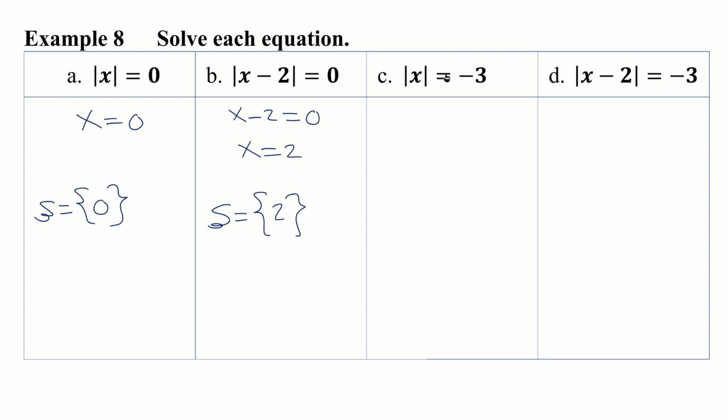How about this next one? I'm looking for a real number whose distance from 0 is negative 3. Remember, distance can never be negative. So that means what? There's no such real x. So therefore, remember the triangular formation of dots means therefore. Therefore, the solution set equals what? Empty. No solution.